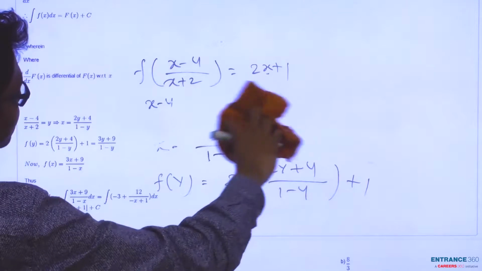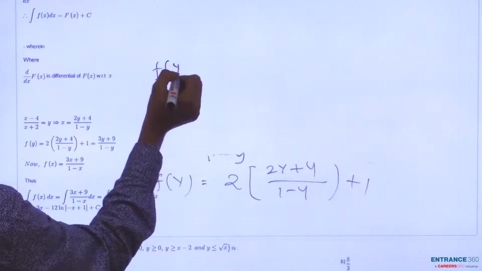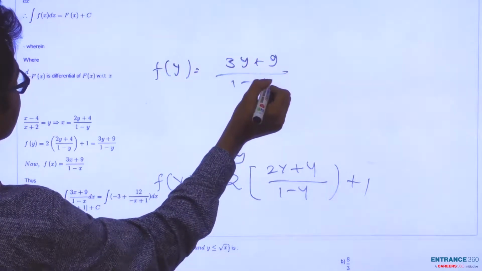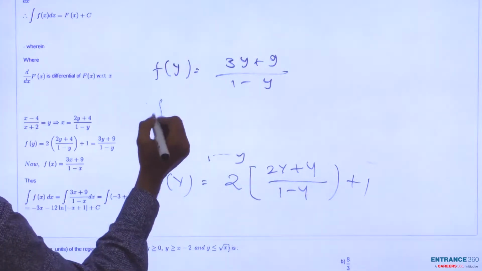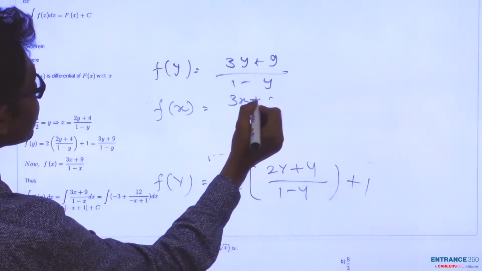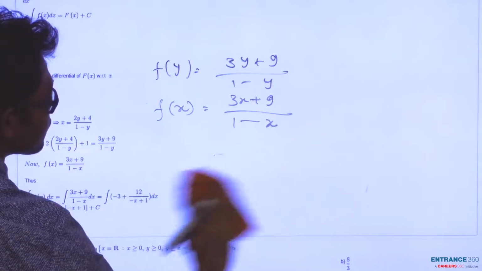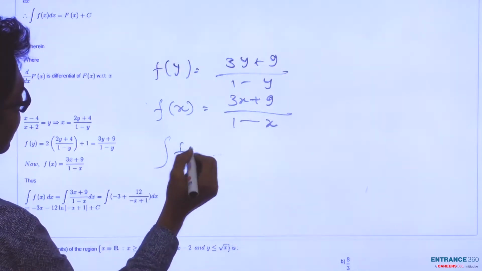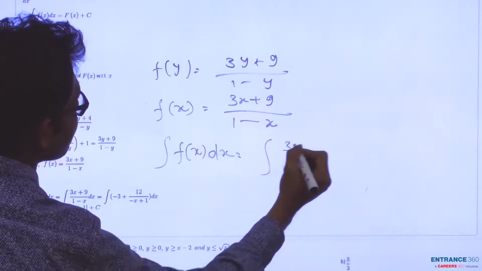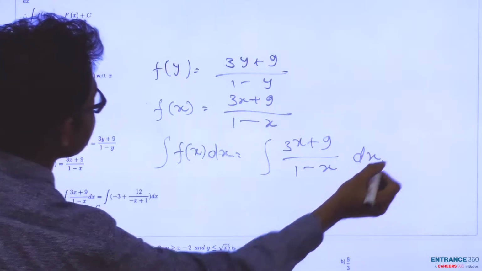And after simplifying this, we get f of y which is equal to (3y plus 9) divided by (1 minus y). Now replace y with x, we get f of x which is equal to (3x plus 9) divided by (1 minus x). So we need to find the value of the integration of f(x) dx. So integrate this function (3x plus 9) divided by (1 minus x) dx.